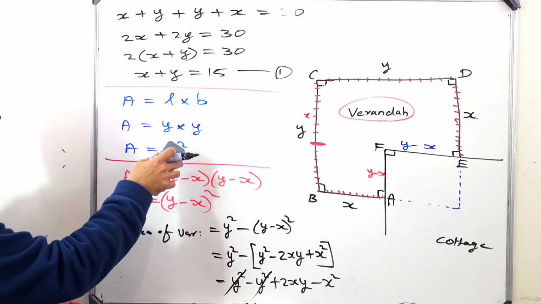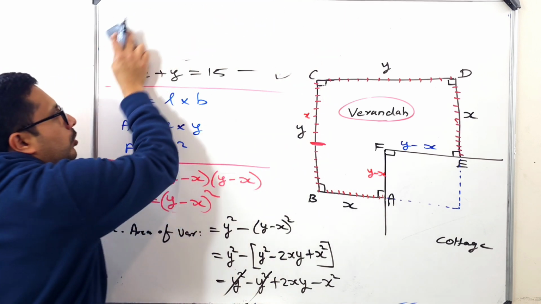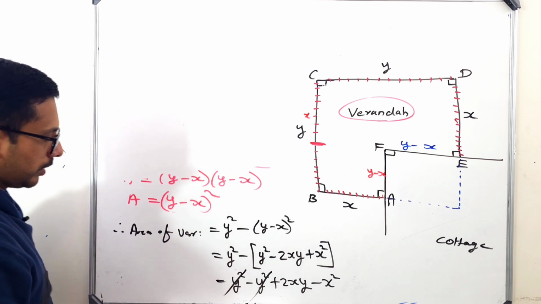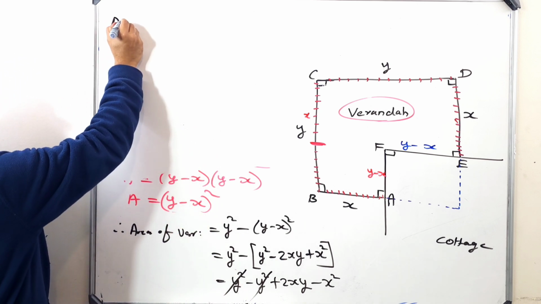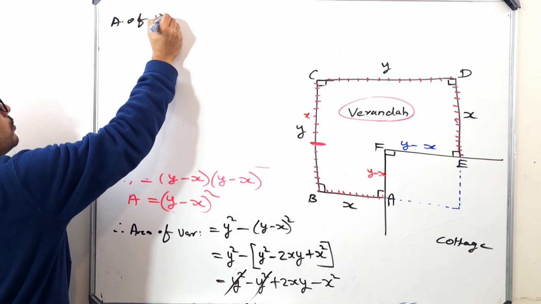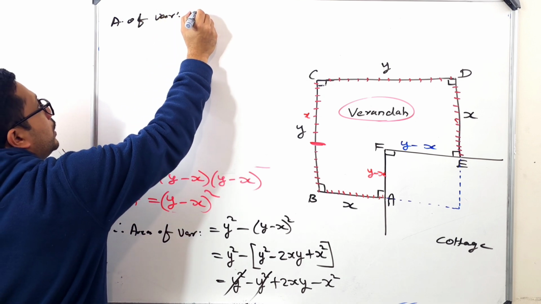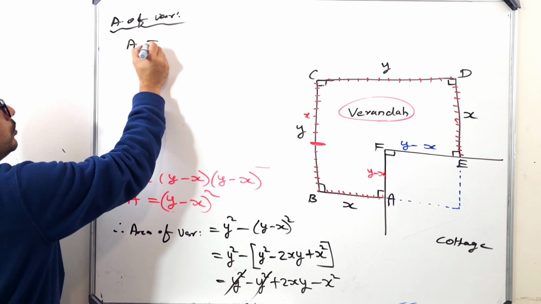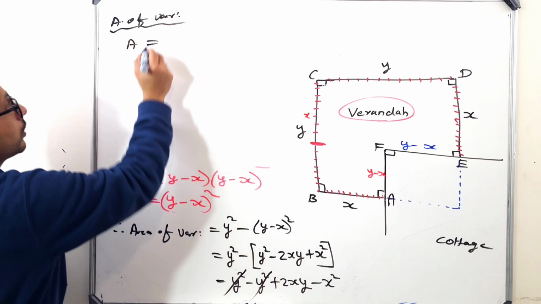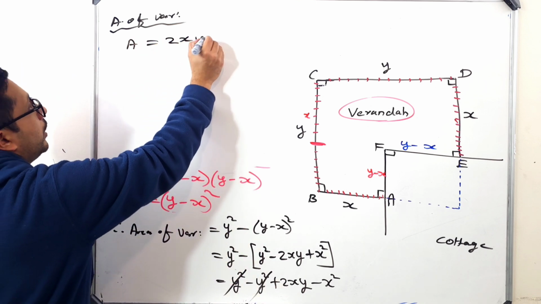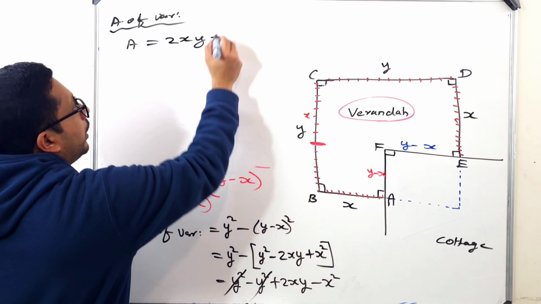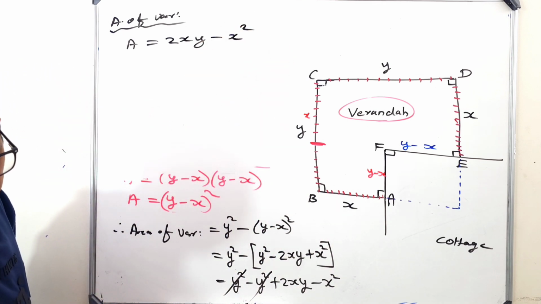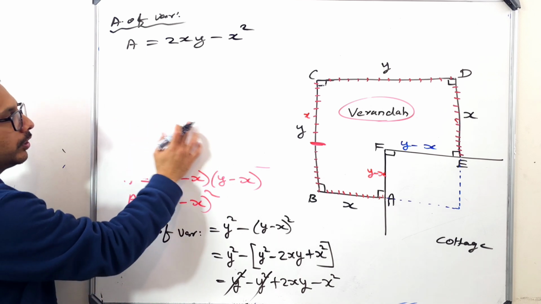So let me erase this one. Those who didn't write this one, you have to pause the video and write. So it is area of veranda, A is equal to, what is the final answer we got? 2xy minus x square.